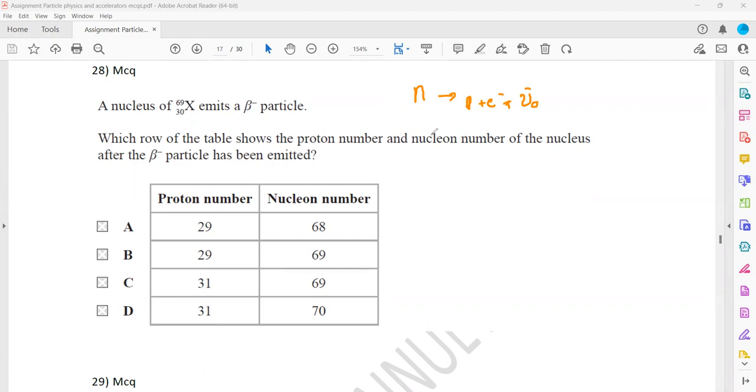So the neutron number decreases, the proton number increases by 1, but the nucleon number remains the same because it is the sum of neutrons and protons. One neutron decreases, one proton increases, so the sum remains the same. But the atomic number increases by 1. So it was 30, this should be 31, and the nucleon number does not change at all. So 31 and 69, so C will be the right answer for question 28.